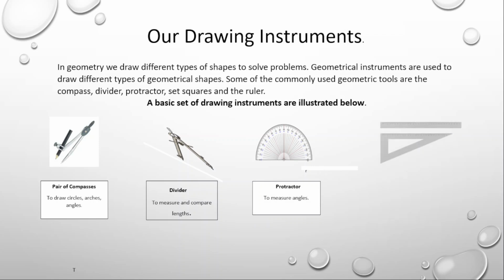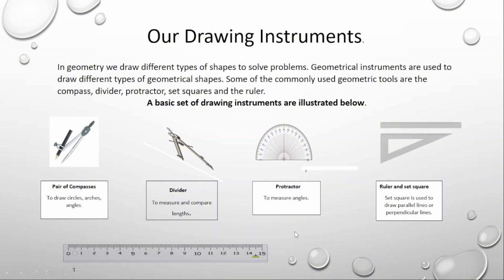Then next we have a ruler over there and a set square. Now the set square is used to draw parallel lines or perpendicular lines. At a later stage we'll get to that. And lastly, our ruler, and we all know that the ruler is for measuring lengths of objects and to draw straight lines. Now I want you to also take out your protractor. Take it out and look at it. Okay, keep it next to you.